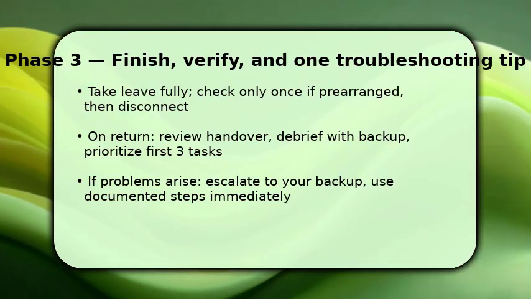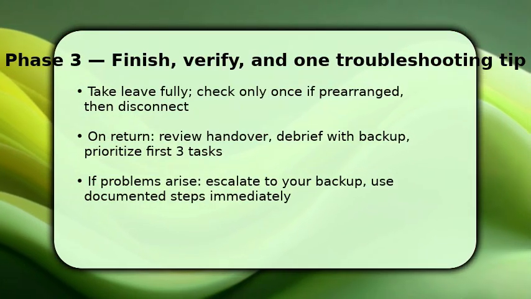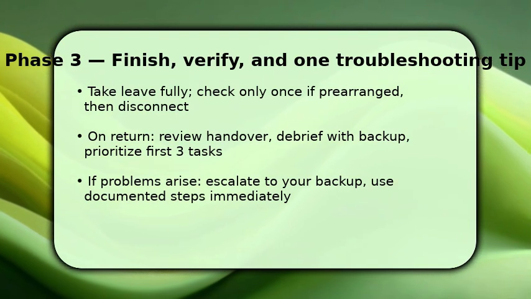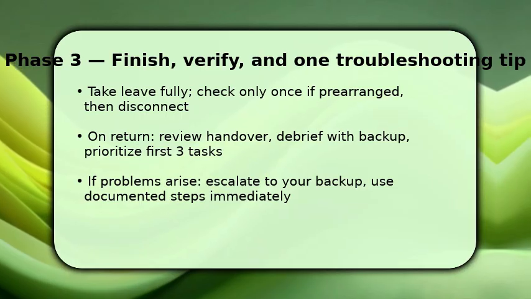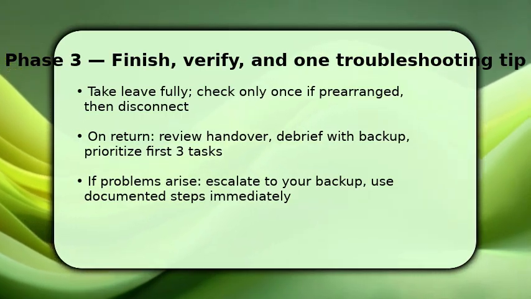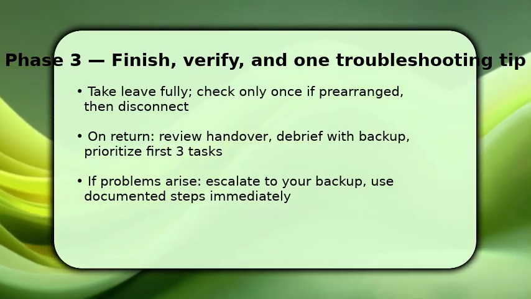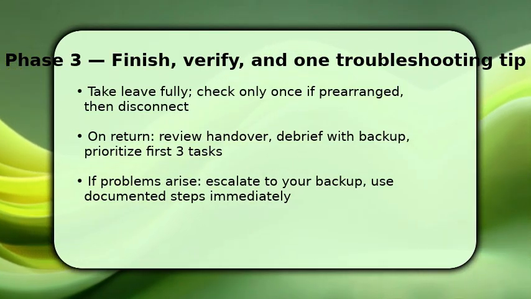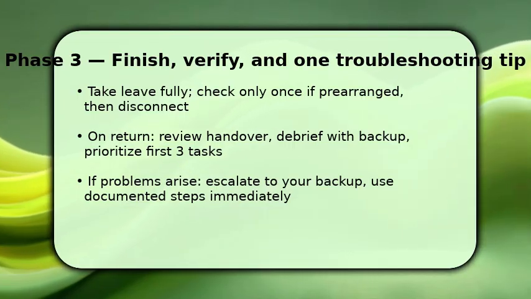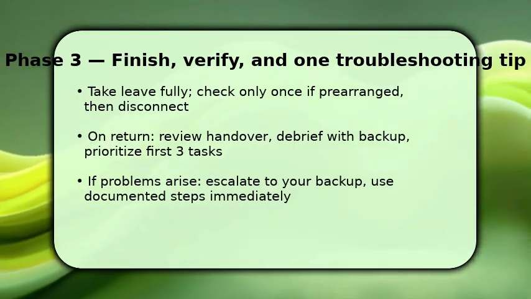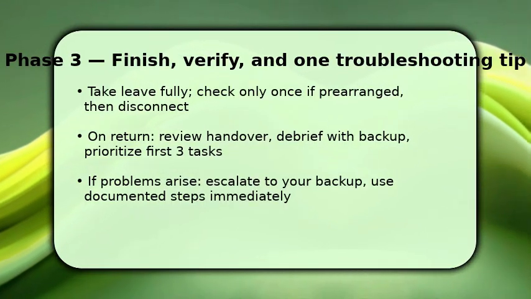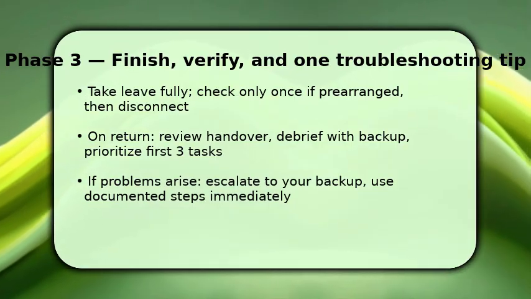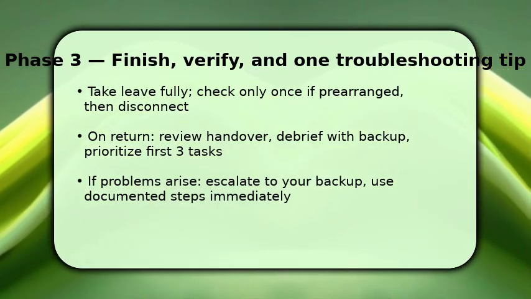You take the leave and, if you arranged it, only check in once for a fixed window, then disconnect to recharge. When you return, first review the handover and debrief with your backup to catch up fast, then prioritize the first 3 tasks you set before leaving. If something went wrong while you were away, escalate using the documented steps and contact the backup you named. This prevents firefighting and keeps your boundaries intact. That single troubleshooting move often resolves 80% of issues.